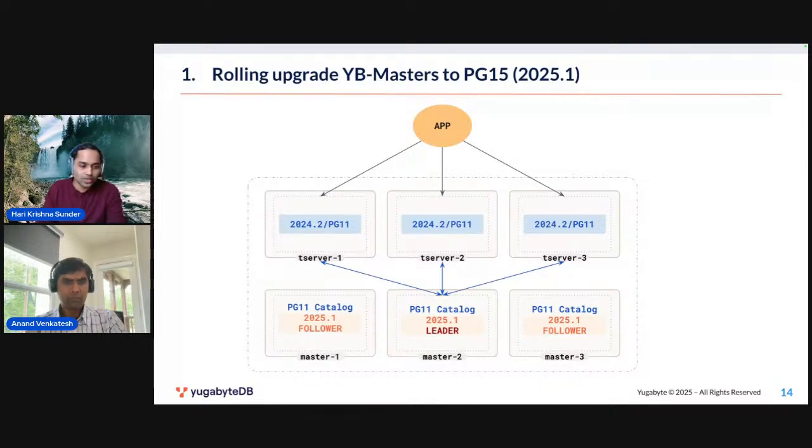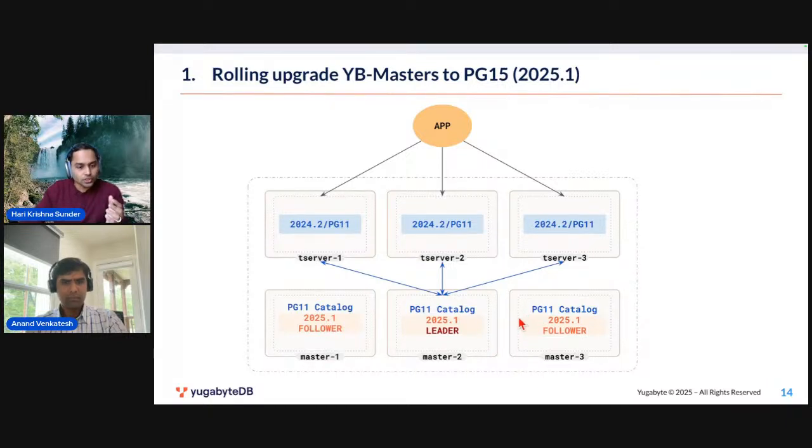It's a key value store. It knows SSTs, heaps, LSMs. It doesn't care about schemas and other stuff. So it can host the PG11 catalog and everything's fine. The T-servers are still running PG11. They get the PG11 catalog. Nothing's affected. Right? So now all the masters are on the new version.